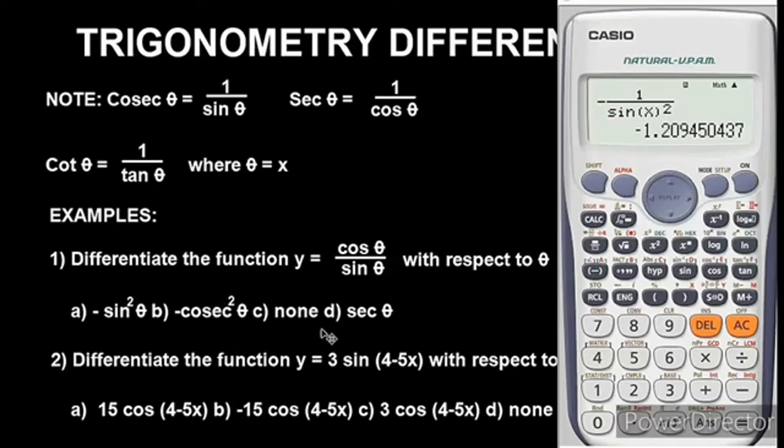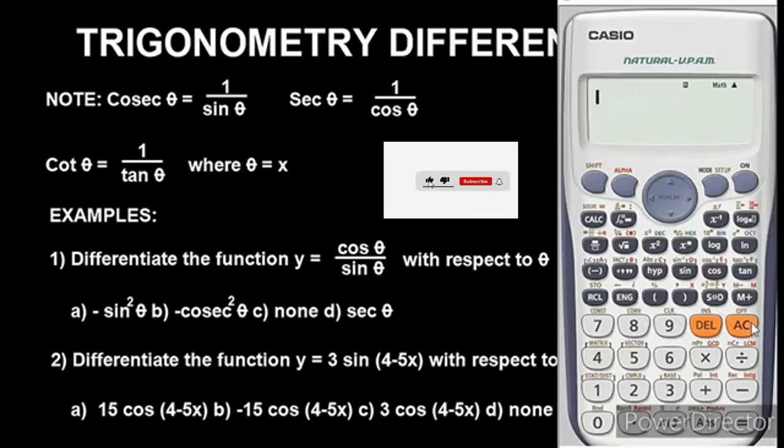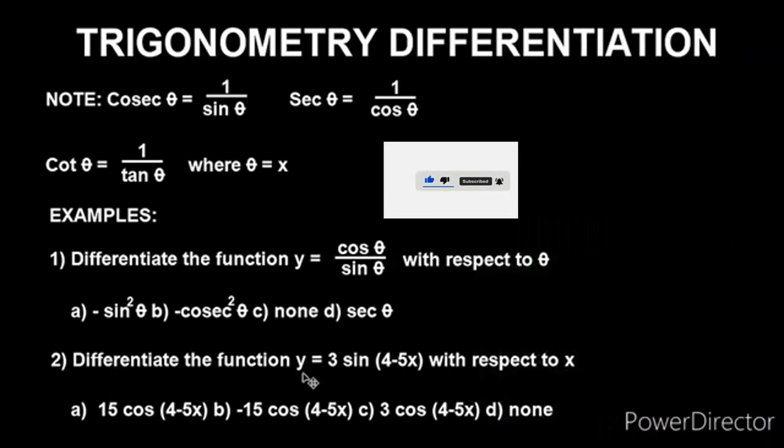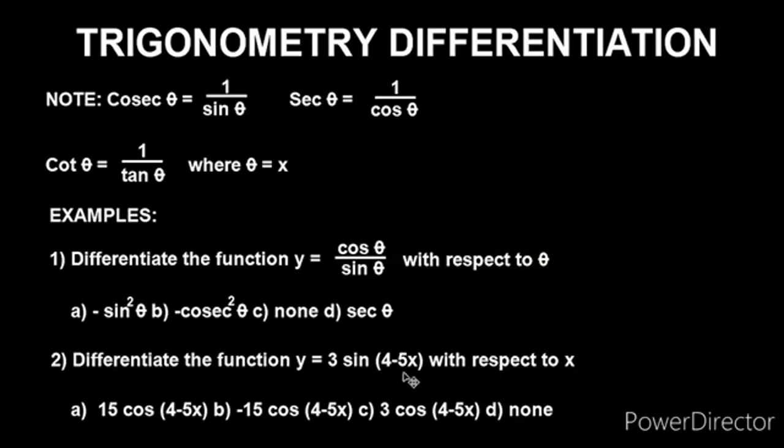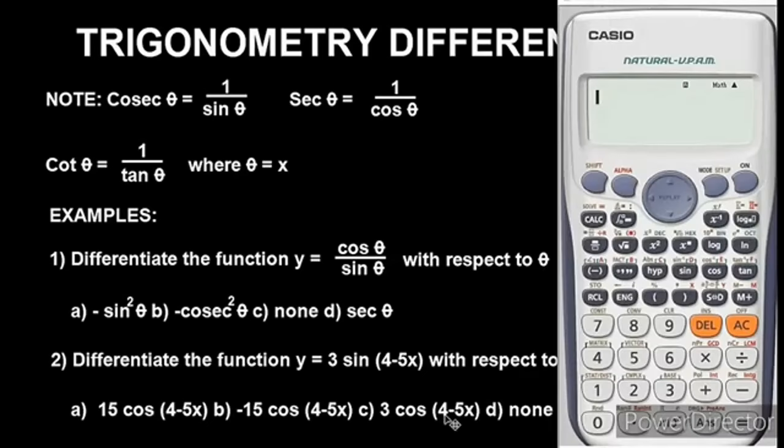Now let's solve one more example and call this a class. So example 2 here says differentiate the function y equals 3 sine in bracket 4 minus 5x with respect to x. So let's bring the calculator and solve this problem together. So we start by bringing out the differentiation symbol. To do that, I press shift, this integral button. So d over dx. So input the function.